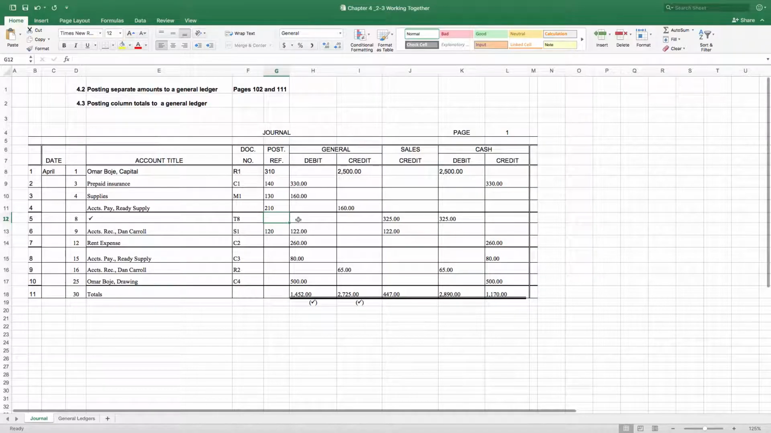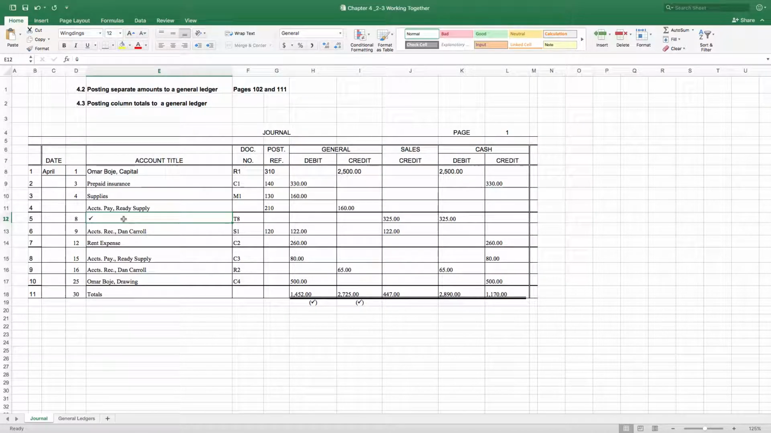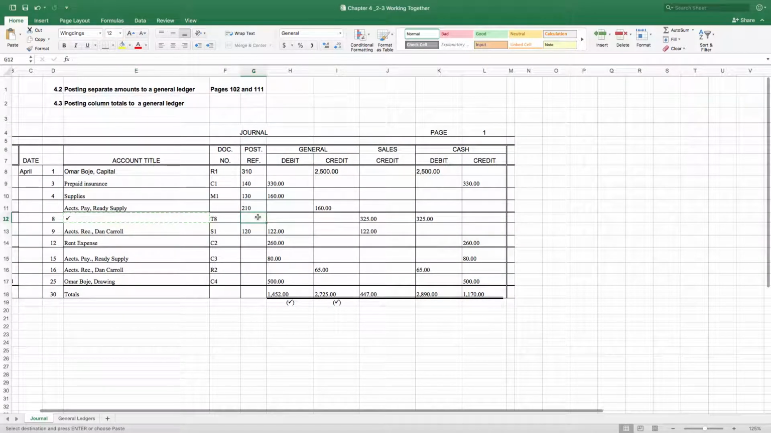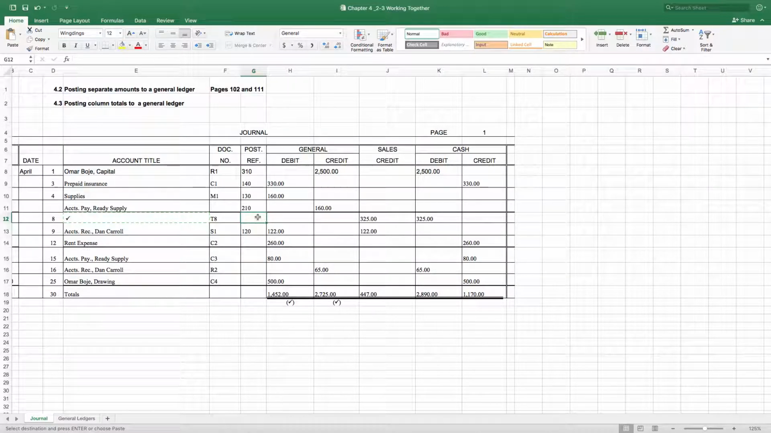This section should have had a check mark in it. So I'm going to put a check mark here. Yours may already have it in there, but it was missing on mine, so I'm going to add it. Now let's move to this next section, which is rent expense. So what I just did was I noticed that there was no check mark in the posting reference section where the check mark was here, and there should have been. On your copy, I'm certain that it is there.